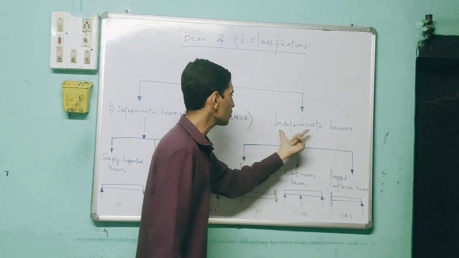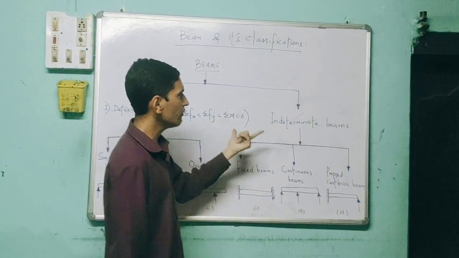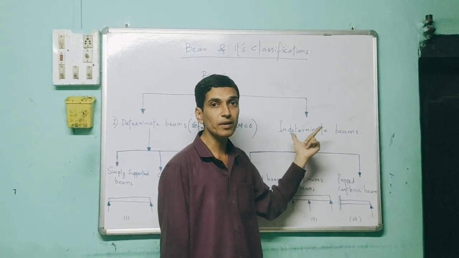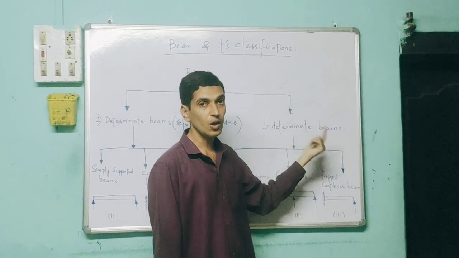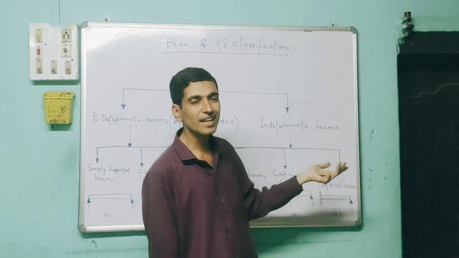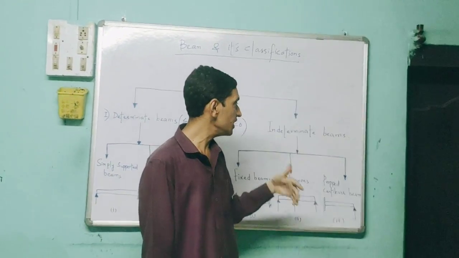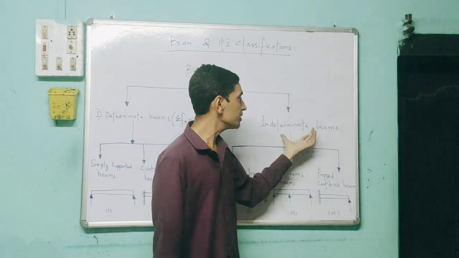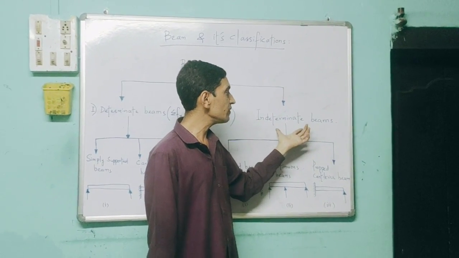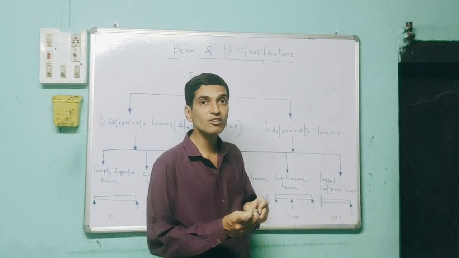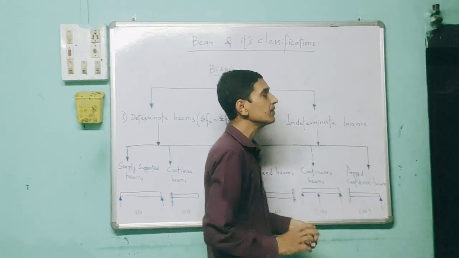These indeterminate beams are quite the opposite of determinate beams, wherein these are the beams which cannot be analyzed by using basic equations of equilibrium alone. We need some special methods like Kani's method and the slope deflection method. We are going to study those indeterminate types of beams in detail. But here, remember the definition: indeterminate beams are the type of beams which cannot be analyzed by using basic equations of equilibrium.